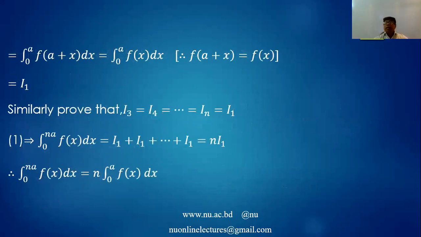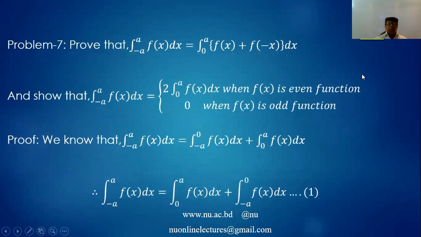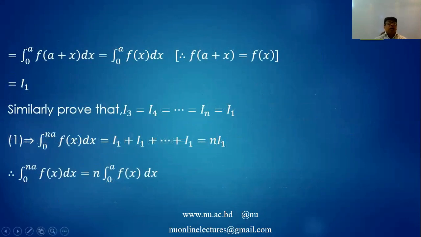In the next slide, it is 0 to a. So f of a plus x dx equals 0 to f of x dx, as we know this one. Okay, this is I1. Similarly, prove that I3 is equal to I4, and so on, up to In equal to I. From the similarities, this is the way to prove this one.